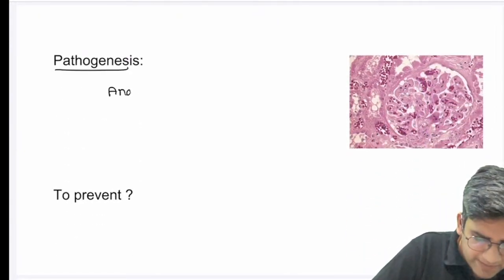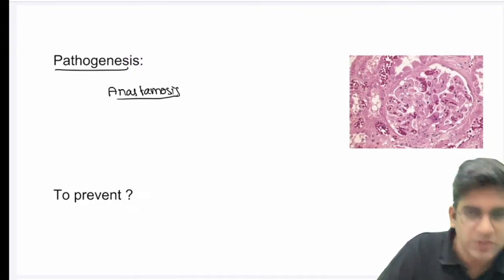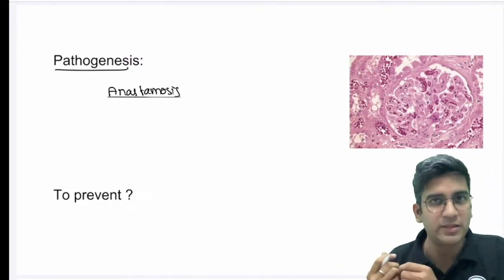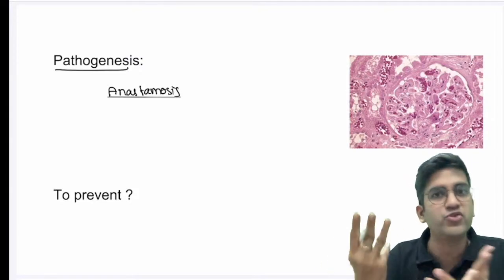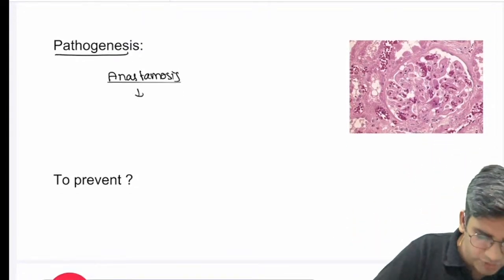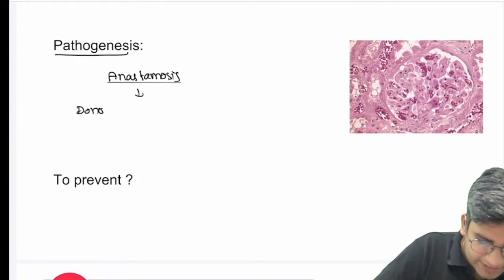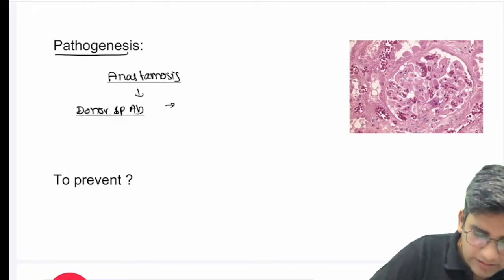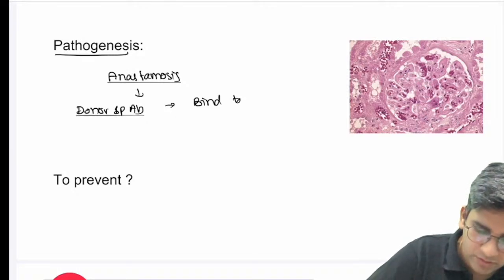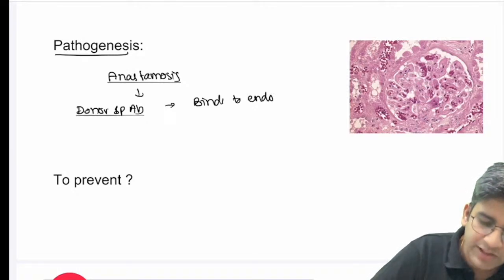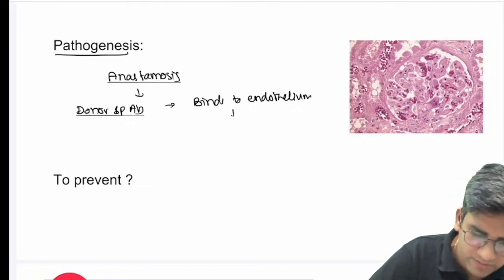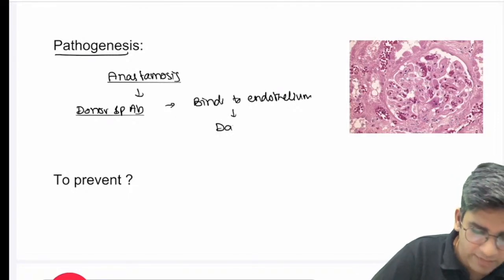Immediately after anastomosis, which is between the graft and the host, the blood supply will perfuse the kidney, right? Immediately after anastomosis, the donor specific antibody will go and bind to the endothelium of the graft, because the endothelium is donor and my serum already has antibodies to the donor, right? Once it binds to the endothelium, it will cause endothelial damage.